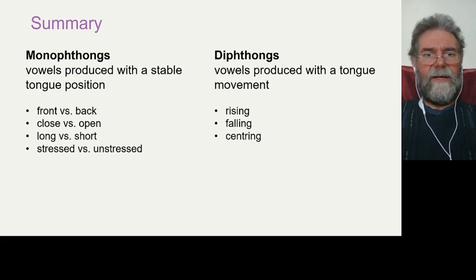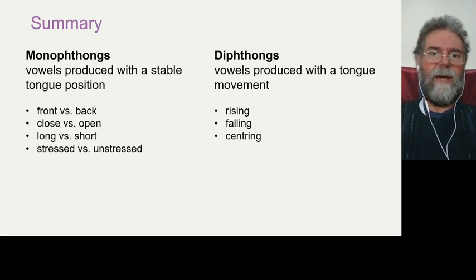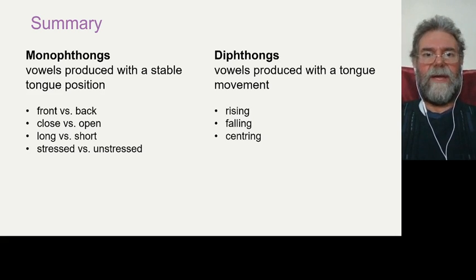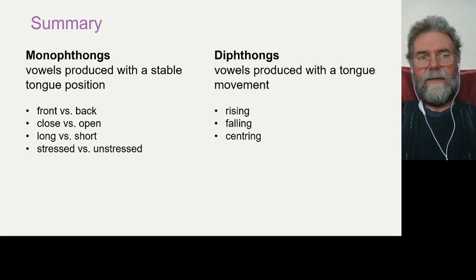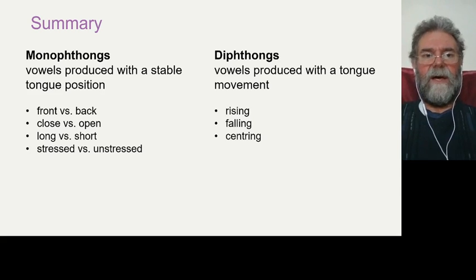Okay, let's just summarize what we've said so far then. The vowels fall into two main groups, the monophthongs and the diphthongs, and that's to do with whether or not you've got a tongue movement in producing them. Without a tongue movement, you get a monophthong, and with a tongue movement, you get a diphthong. Okay, now the monophthongs can be categorized in terms of these different places where we produce them, the front versus the back and the open versus the close vowels, but they can also be distinguished in terms of whether they are long or short.